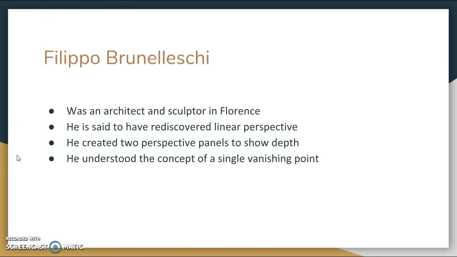Filippo Brunelleschi. He was an architect and sculptor in Florence. He is said to have rediscovered linear perspective. He created two perspective panels to show depth. He also understood the concept of a single vanishing point.